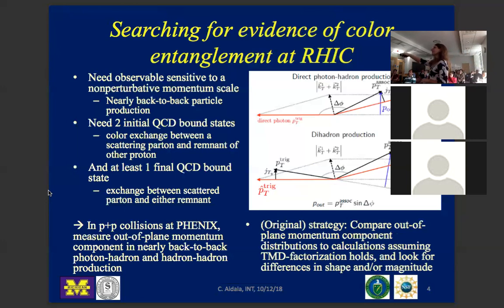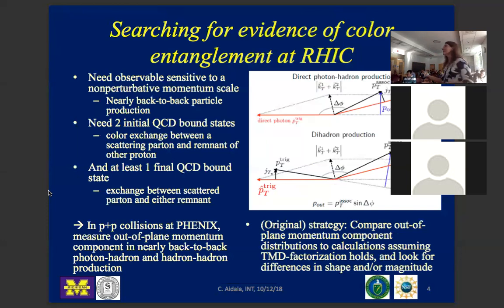And this P out is due to the initial kT vector sum of the partons involved in the hard scattering. And since I'm measuring a hadron rather than a final state jet, I'm sensitive also to any non-perturbative transverse momentum contributions from the fragmentation process.